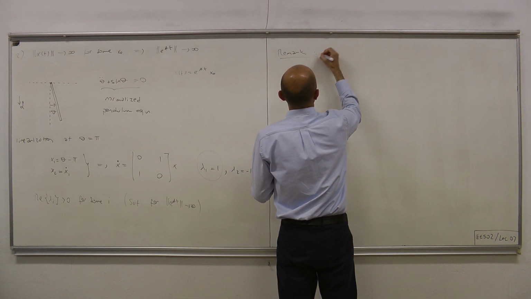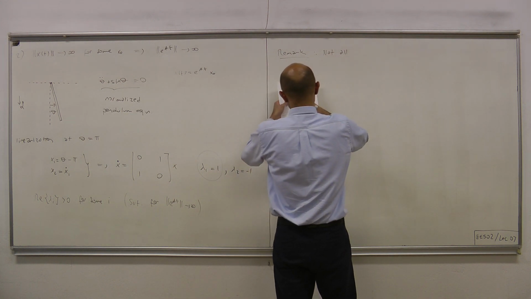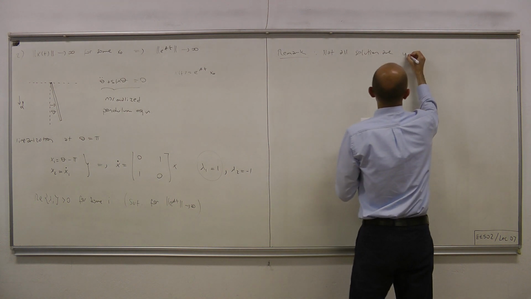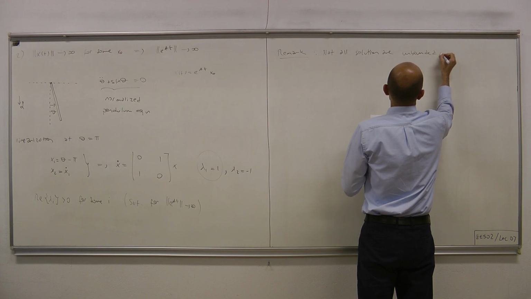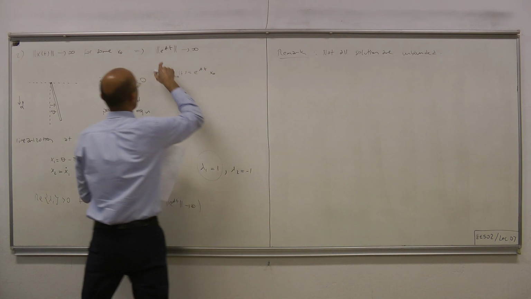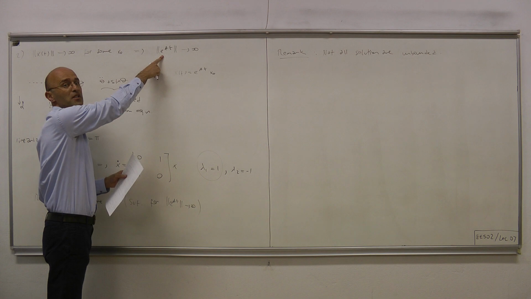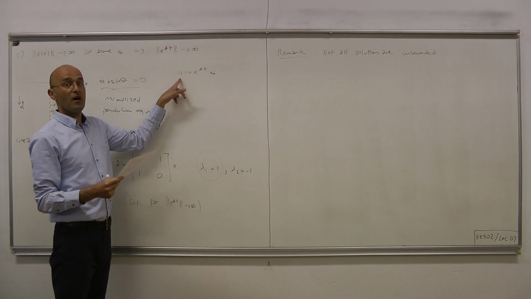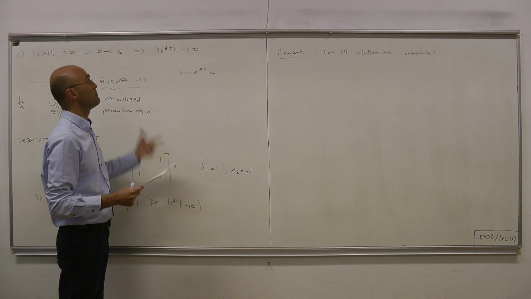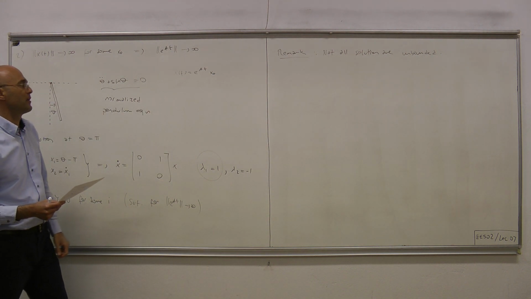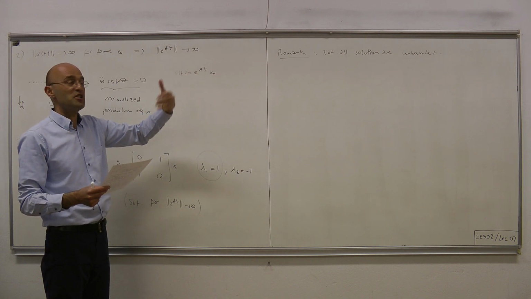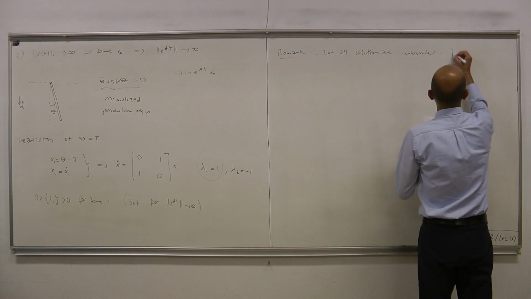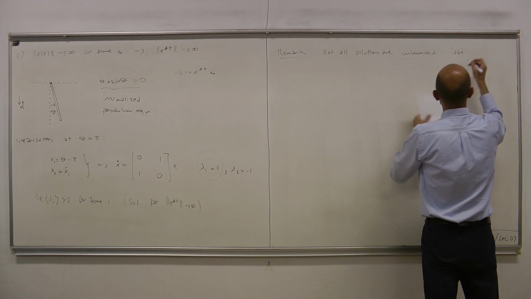Remark. Not all solutions are unbounded. Okay? Just because e to the At is unbounded does not mean necessarily that all solutions are unbounded. It only means that some solutions are unbounded. And let's find a bounded solution despite the fact that e to the At is diverging. Okay? It's not difficult to see that.